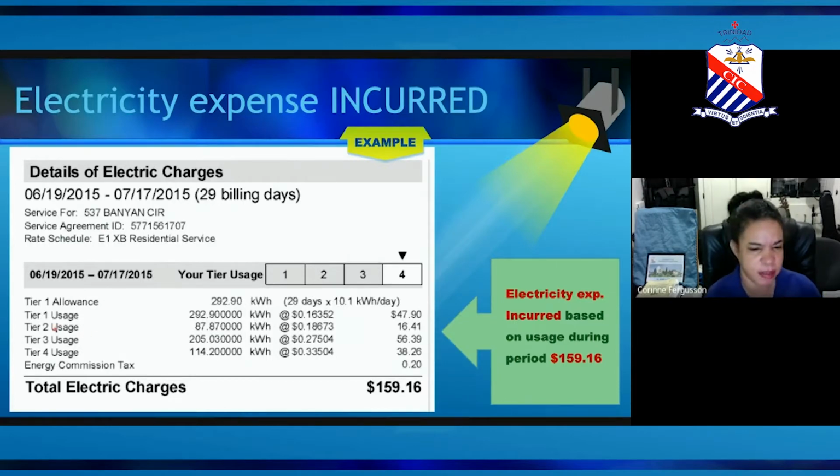And we have the meters. I'm not exactly too familiar with it, but we have meters outside with the lines and all that, and they check those meters, and the meters will tell you how much you used, and that will give you the amount that you therefore have to pay, because that is the amount incurred. So for this bill, because of usage, you would see that the amount incurred based on the usage for the period is $159.16.